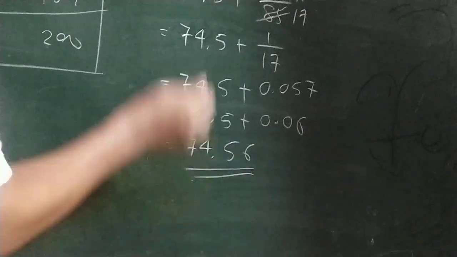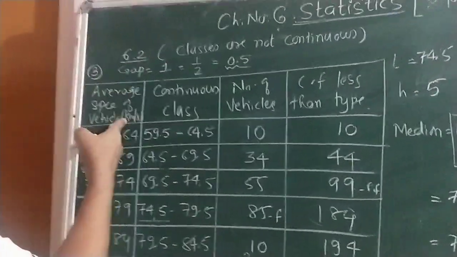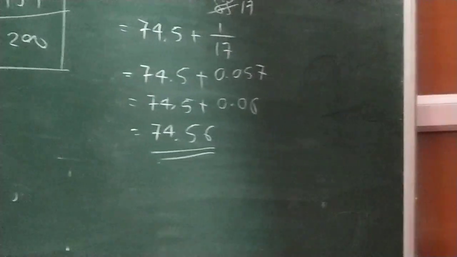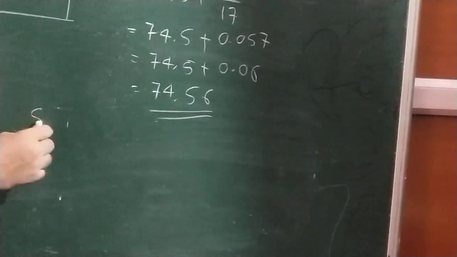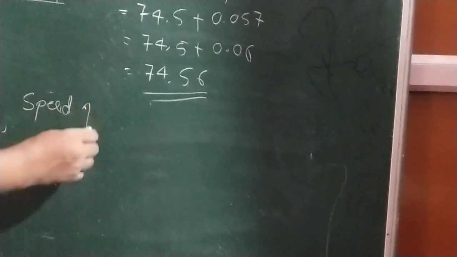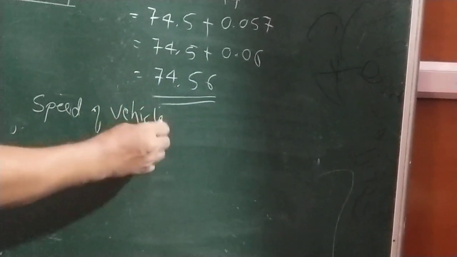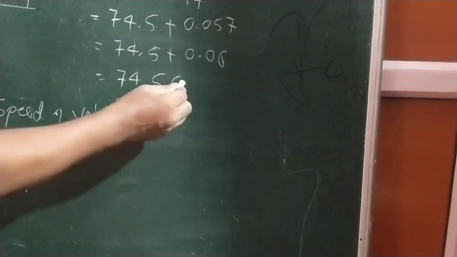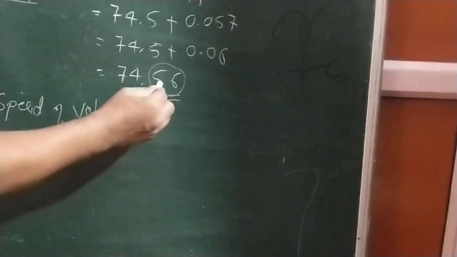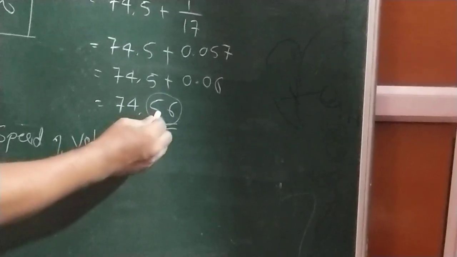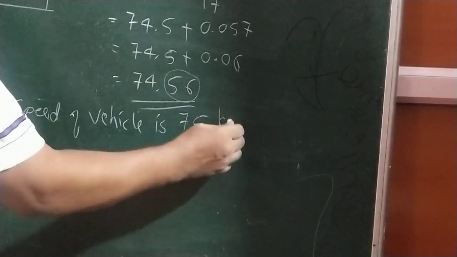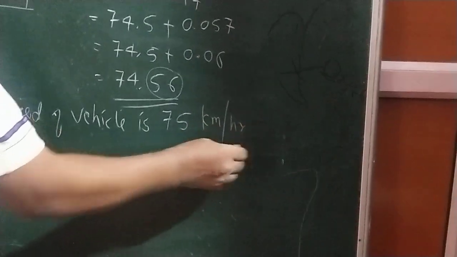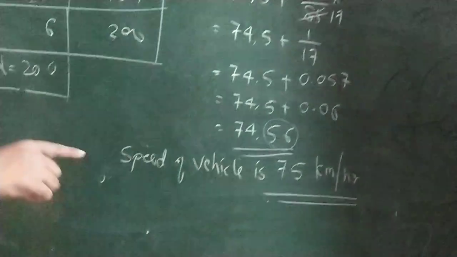gives 74.56. Okay, now what is the average speed of vehicles in kilometer per hour? Speed is never in decimals like this. So the speed of the vehicle, you can give as a round figure. See, while rounding, find this number. This number is more than 50. So you can convert it to 75 kilometer per hour. Make it a round figure.